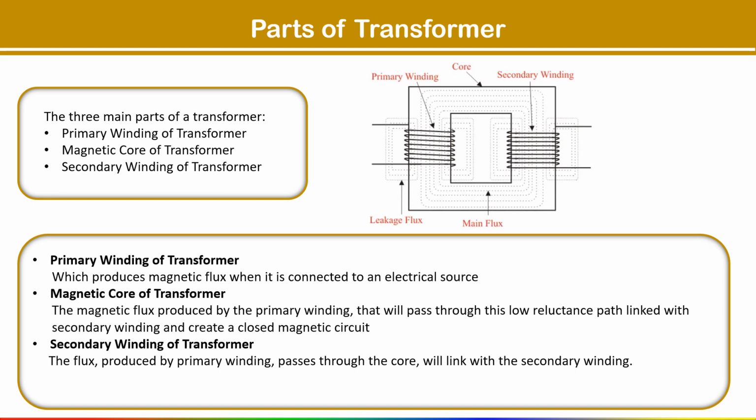Understanding the function and interaction of these components is crucial for the design, operation and maintenance of transformers in various electrical systems. That is why I have shown this. And here one more point is written, the secondary winding is also wound on the same core and gives the desired output of the transformer. So these are all the parts of a transformer.